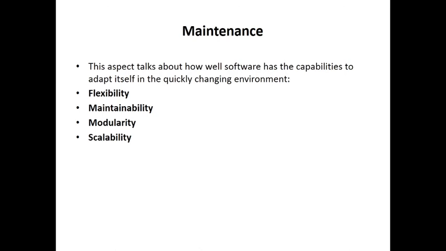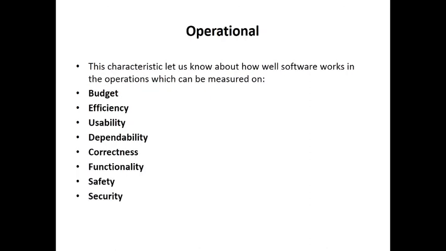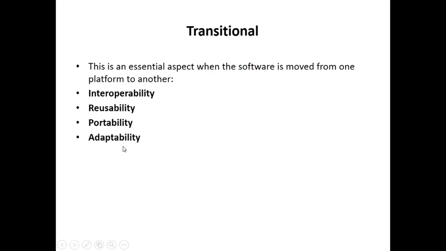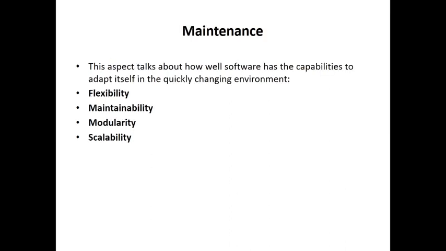To a certain limit only can you use the same approach, right? Or the same software can be applicable for that limit, but not beyond a certain limit. It becomes useless. You have to replace it, and you have to use another methodology or software to do the work. So these are a few of the characteristics, 3 major domains, right? Operational characteristics, transitional and maintenance. Operational are these, transitional are these, maintenance are these.